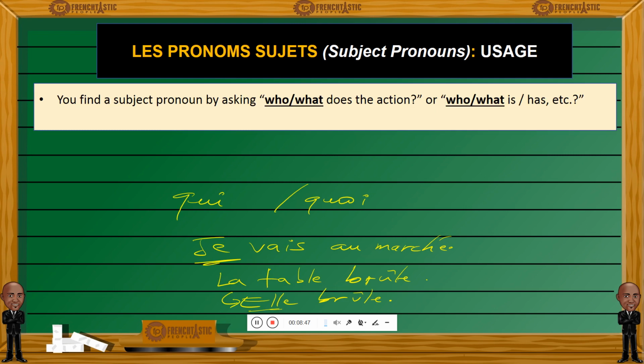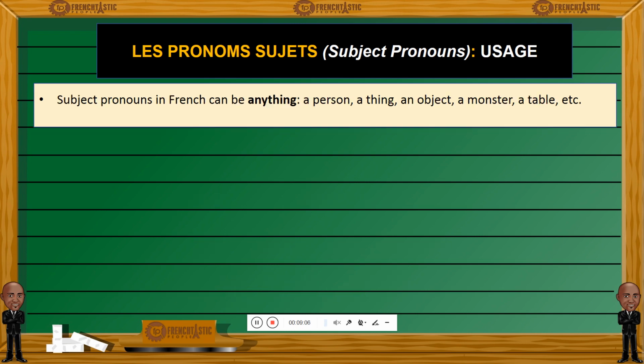In the previous slide, you've seen that we said la table, elle. Elle replaced la table. And la table is a thing, and yet it is replaced by elle, which literally in English means she. So in French, a subject pronoun can replace anything: persons, things, objects, monsters, etc.